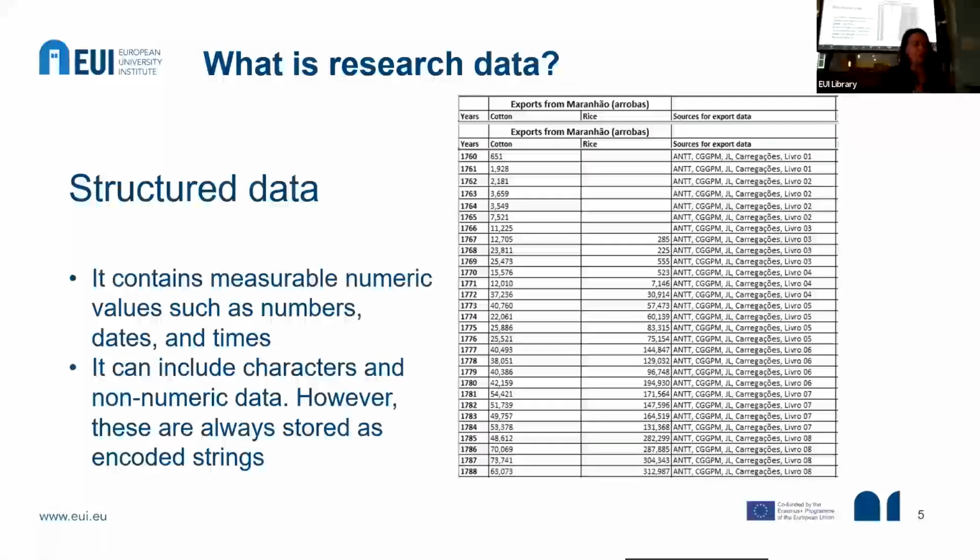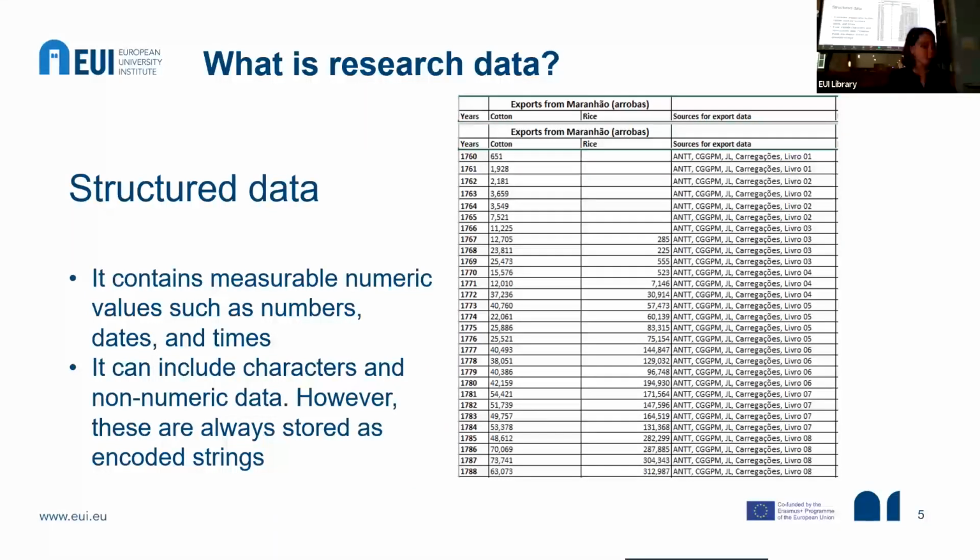So I have prepared a few examples, not many, of structured data. First, which is the easiest, I think. It contains measurable numeric values such as numbers, dates, and times. It can include characters and non-numeric data, but these are always stored as encoded strings. So they are tags, the strings, they make sense in a numeric way. And I took this example.